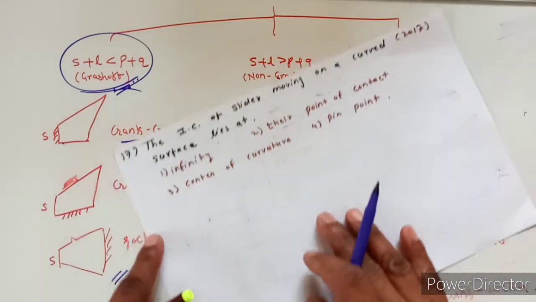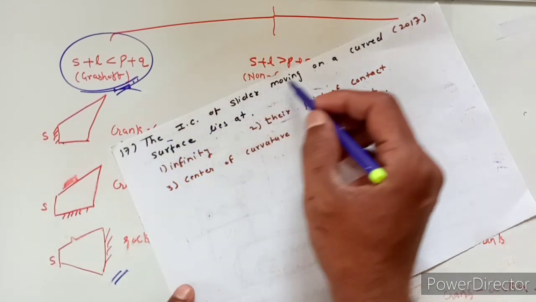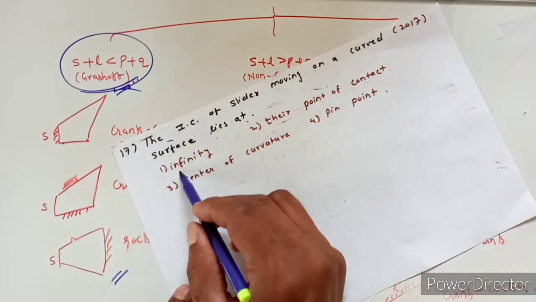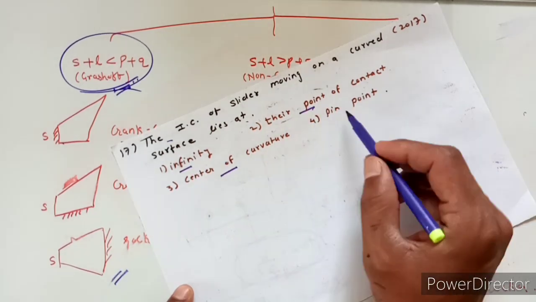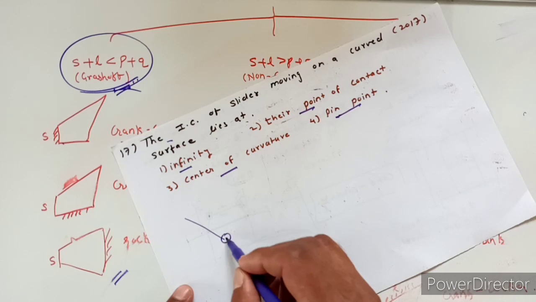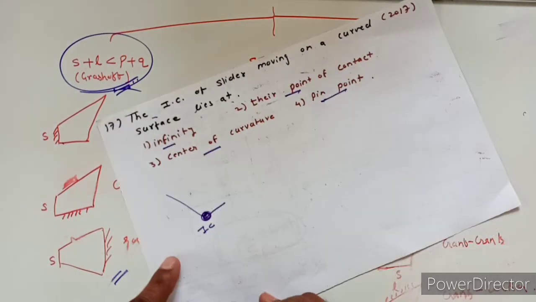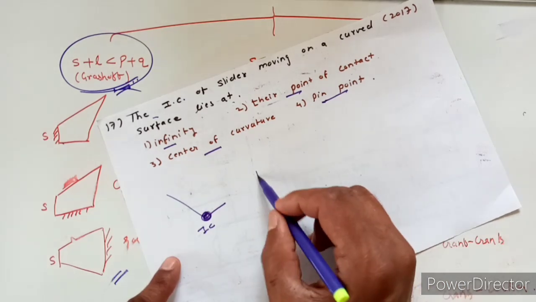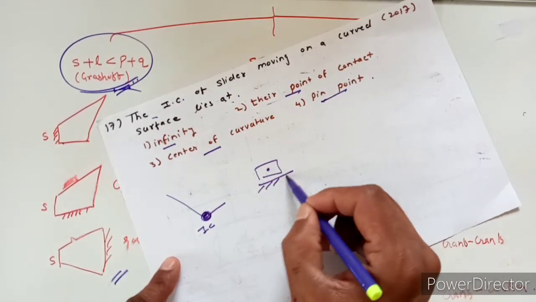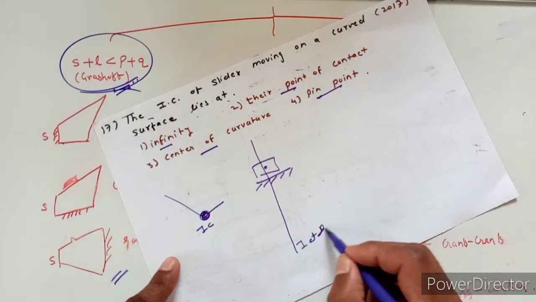Now question number 17. The instantaneous center of a slider moving on a curved surface lies at infinity, the point of contact, center of curvature of the curved surface, or pin point. We know that for a pin joint, the I center lies at the connection. For the slider, whose center of rotation is at infinity, the I center lies at infinity.